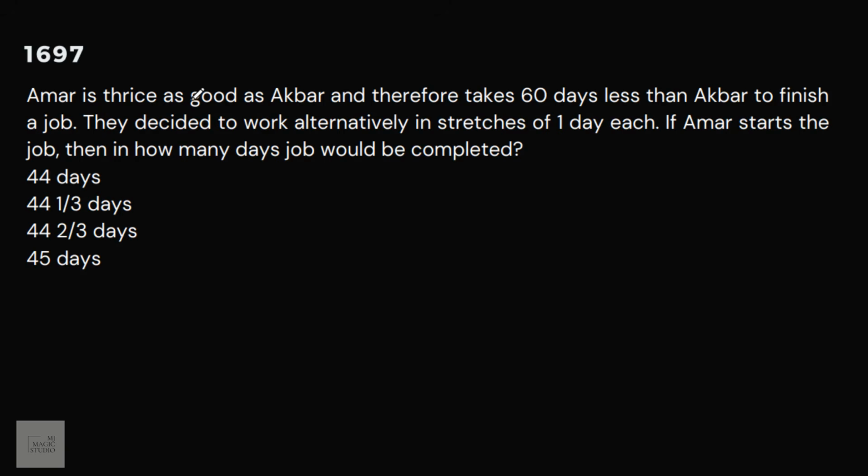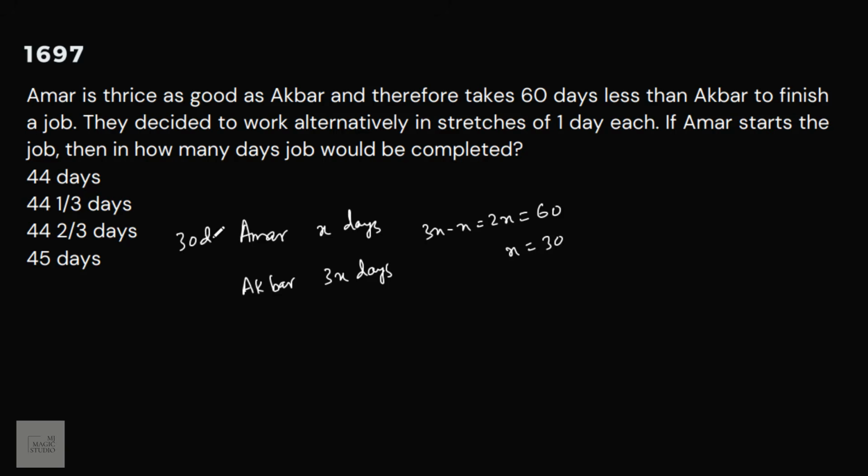Amar is thrice as good as Akbar. So, Amar, Akbar. If Amar takes x days to complete a work, Akbar will take 3x days, because Amar is thrice as good as Akbar, and therefore takes 60 days less than Akbar. That means 3x minus x equals 2x equals 60. X is 30. So Amar is taking 30 days and Akbar takes 90 days to complete a piece of work.